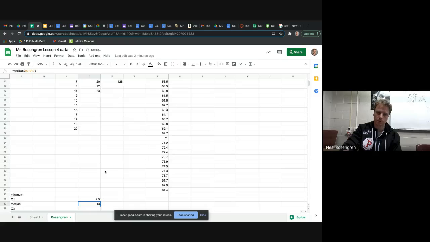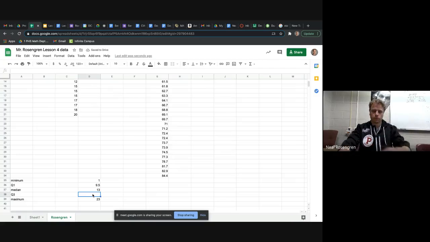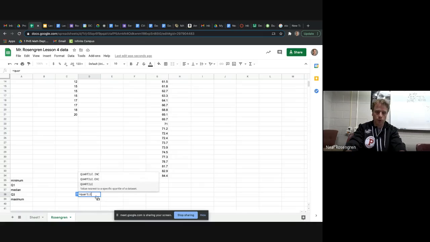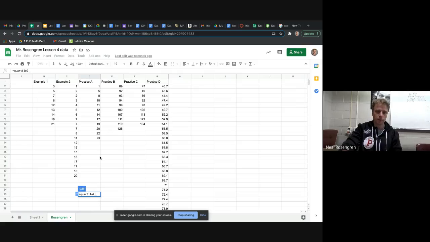Okay, so same thing with Q3. And again, these aren't numbers we've done yet because this is a new example, which is why we don't recognize them yet. But same thing here with quartile 3, so equals quartile, parentheses, data, close it. Oh no, don't close it, because we'd be done and we wouldn't know which quartile. Comma 3, close it. There we go.